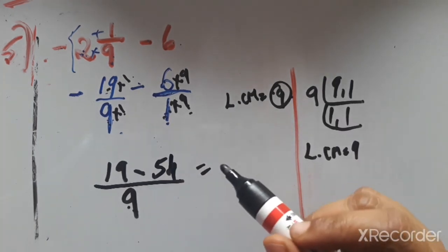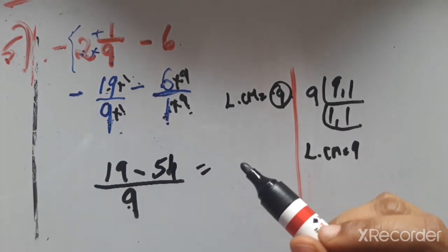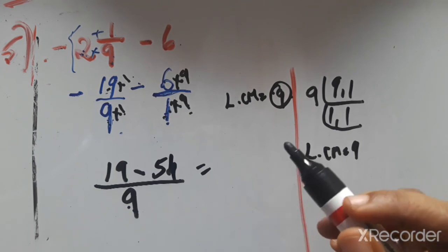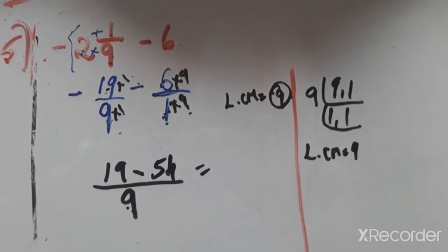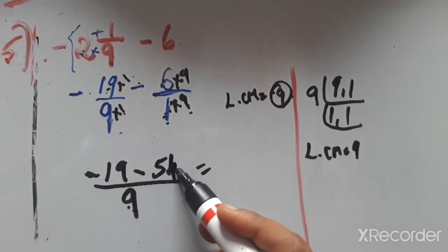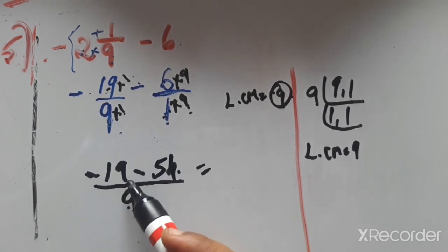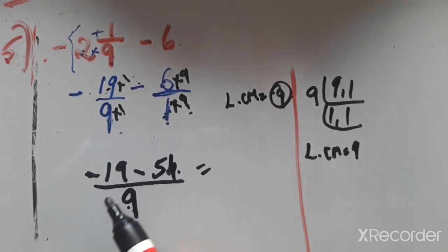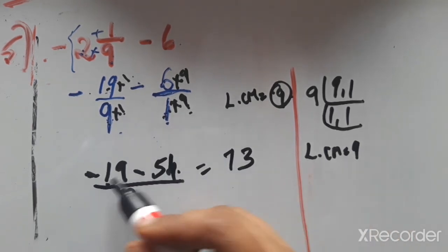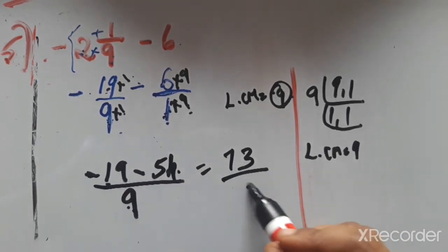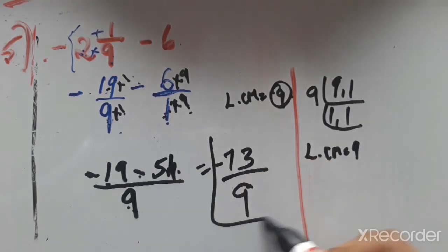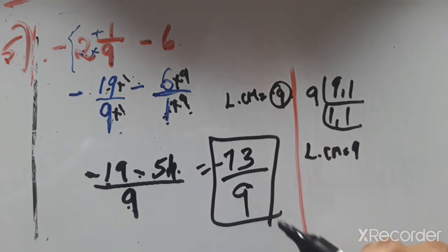Now minus 19 minus 54. Minus here, minus here, the same symbol means addition. After adding 19 and 54 we get 73, so 73 by 9. The greater number is 54 and its symbol is minus. So the answer is minus 73 by 9.